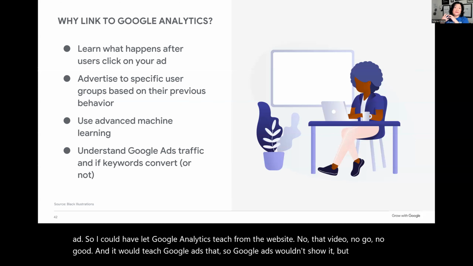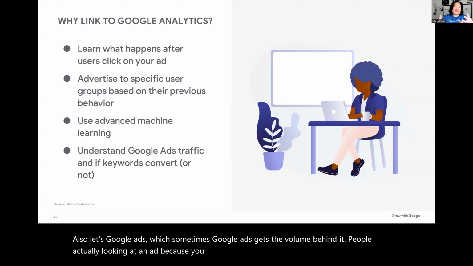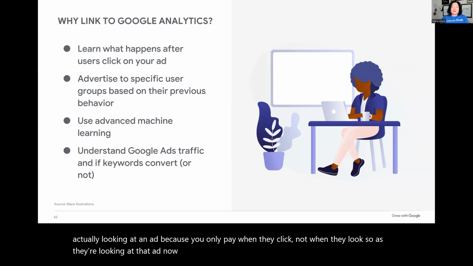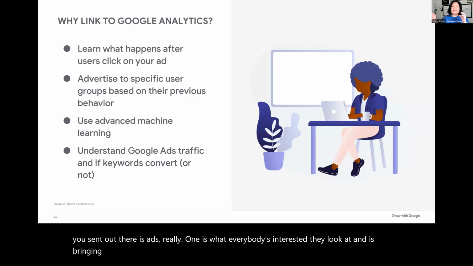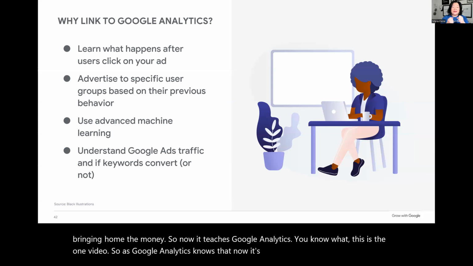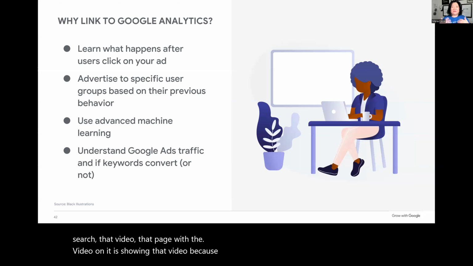But it also lets Google Ads, which sometimes gets the volume behind it, people actually looking at an ad, because you only pay when they click, not when they look. So as they're looking at that ad, now Google Ads is telling you, you know what, of the 4 videos that you sent out there as ads, really one is what everybody's interested in, they look at it and it's bringing home the money. So now it teaches Google Analytics, you know what, this is the one video. So as Google Analytics knows that, now it's showing in search. The first page of search, that page with the video on it, is showing that video, because it's saying, this is what people are most interested in.